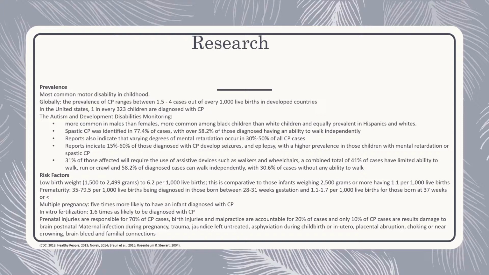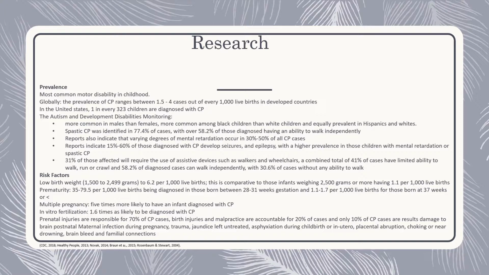Compared to single pregnancies, studies show that pregnancies that carry multiples are 5 times more likely to have an infant diagnosed with CP, and in vitro fertilization has also been identified as a risk factor, with those infants 1.6 times more likely to be diagnosed with CP. Prenatal injury is responsible for 70% of all CP cases, and birth injuries and malpractice are accountable for 20%, with only 10% of cases the result of damage to the brain after birth.